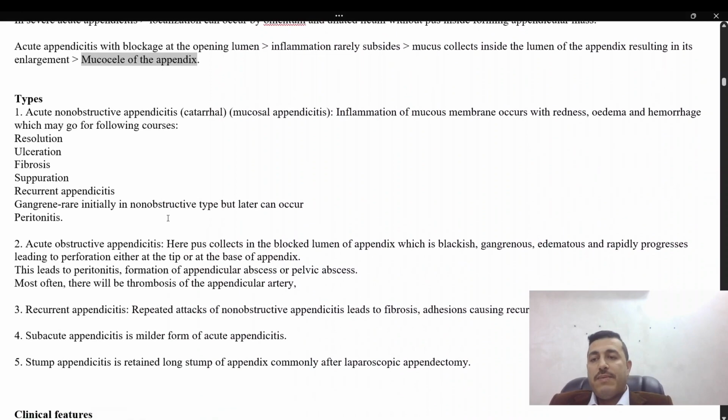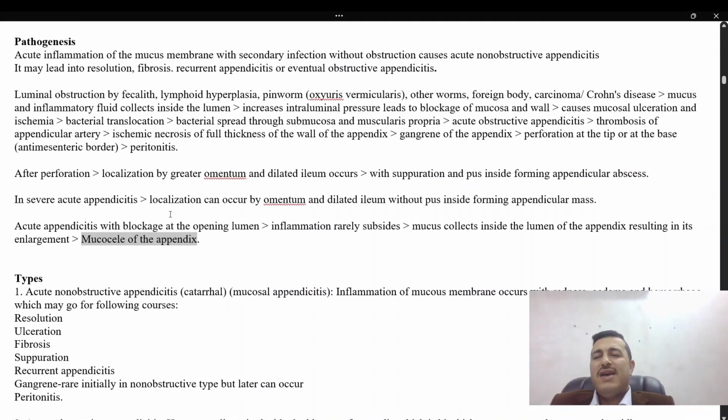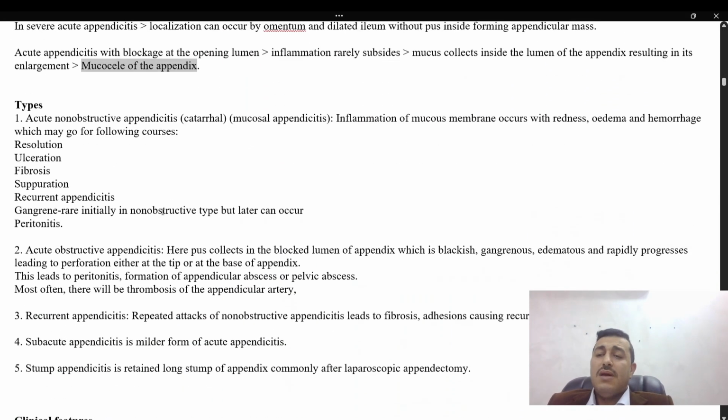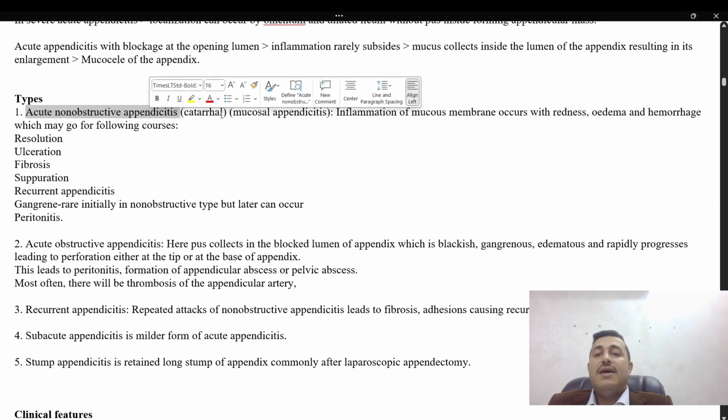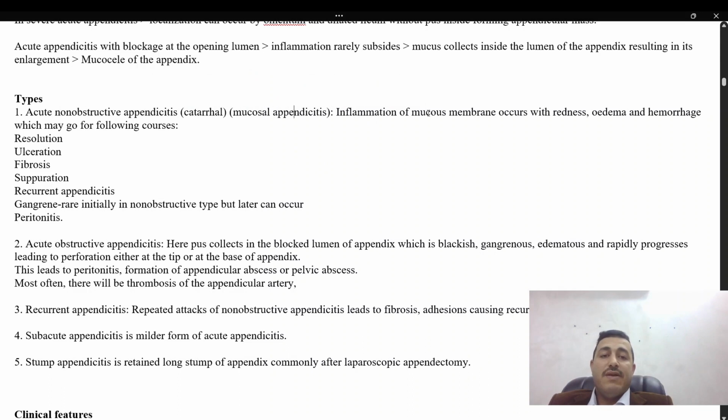So this leads us to the types of appendicitis, which are similar to the pathogenesis. I know that pathogenesis for a surgeon is not a lovely word. The types: we said acute non-obstructing appendicitis, catarrhal, mucosal appendicitis. It's inflammation of the mucous membrane occurring with redness, hotness, etc. And the course of this in acute non-obstructive: either resolution non-operatively, ulceration, fibrosis, separation, recurrent appendicitis called subacute appendicitis, or gangrene, or even peritonitis.